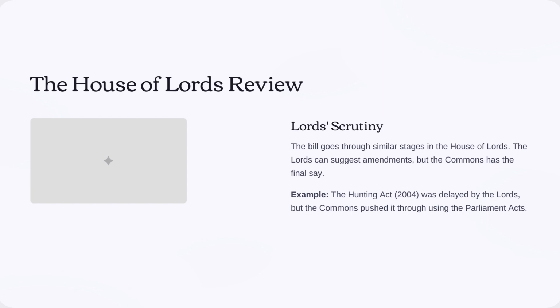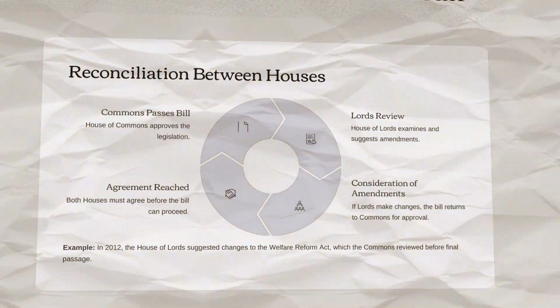The bill goes through similar stages in the House of Lords. The Lords can suggest amendments, but the Commons has the final say. Example, the Hunting Act 2004 was delayed by the Lords, but the Commons pushed it through using the Parliament Acts.